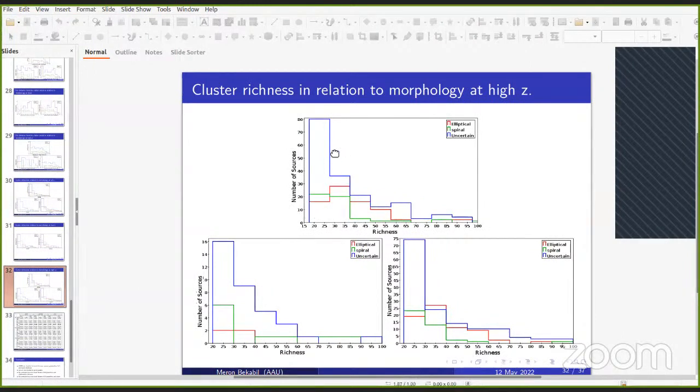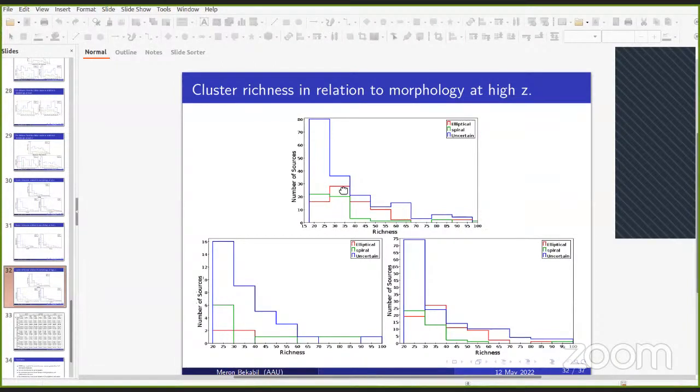This one is also for the cluster richness in relation to the morphologies at high redshift ranges. This one is for elliptical, this one is for uncertain galaxies, this one, the red one, is for elliptical galaxies, and this one is for Seyfert galaxies. So most of them are uncertain or unclassified galaxies. We have a small number of elliptical galaxies. We see the statistics at the end, and the spirals are a little bit.